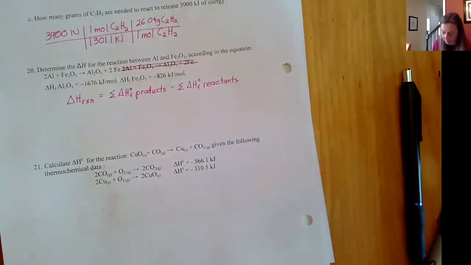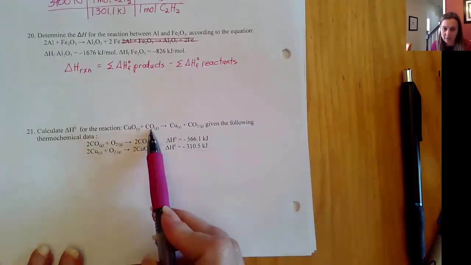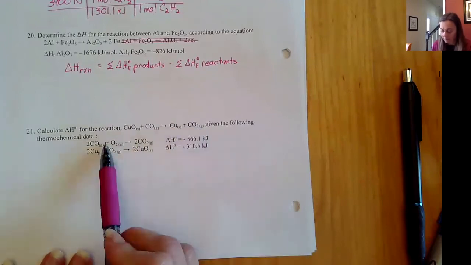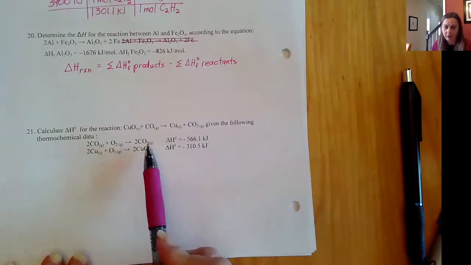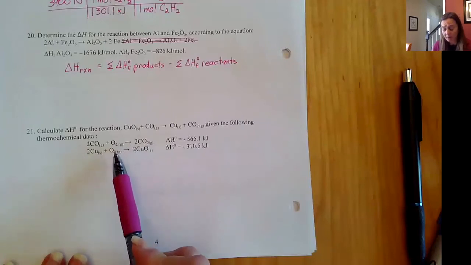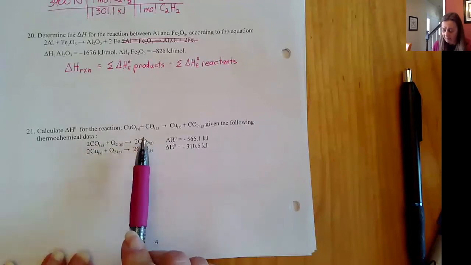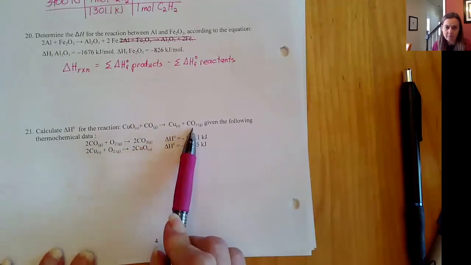Okay, number 21 is an application of Hess's law. So I'll go through this one. We have copper 2 oxide plus carbon monoxide yields copper plus carbon dioxide. And we're given these two equations. Anytime I'm working with these, my very first step is to look and see, is everything that needs to be on the reactant side, and everything that needs to be on the product side. When I look at this first reaction, I have carbon monoxide on the reactant side, which is where it needs to be. I have carbon dioxide on the product side, which is where it needs to be.